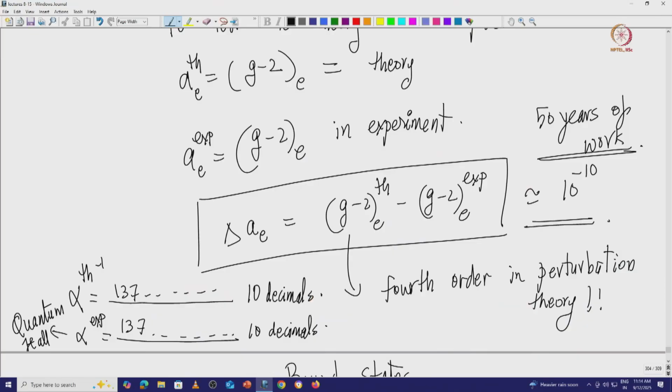To solve this is a completely different problem. You have to solve several hundreds of diagrams, and when you do this computation, which may take several years of work, you see the theory works fantastically well. But the full quantum field theory is required.